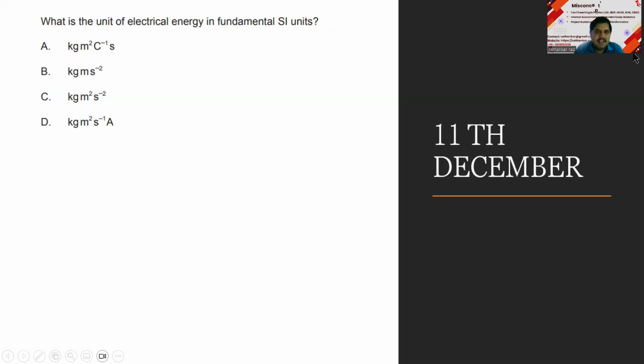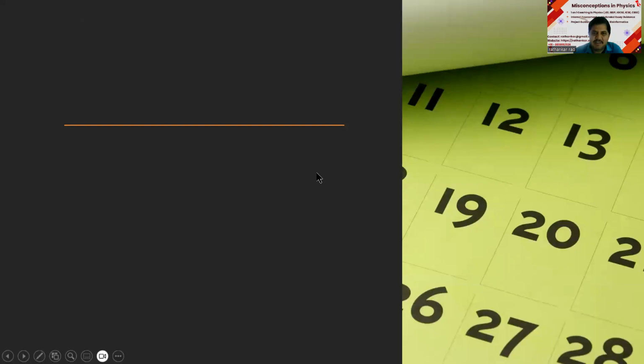Next. What is the unit of electrical energy in fundamental SI units? Very easy question, but often confusing. I have given this in one of the tests also, but still people confuse it a lot. I hope everyone does it correctly. So these are the 5 different questions.